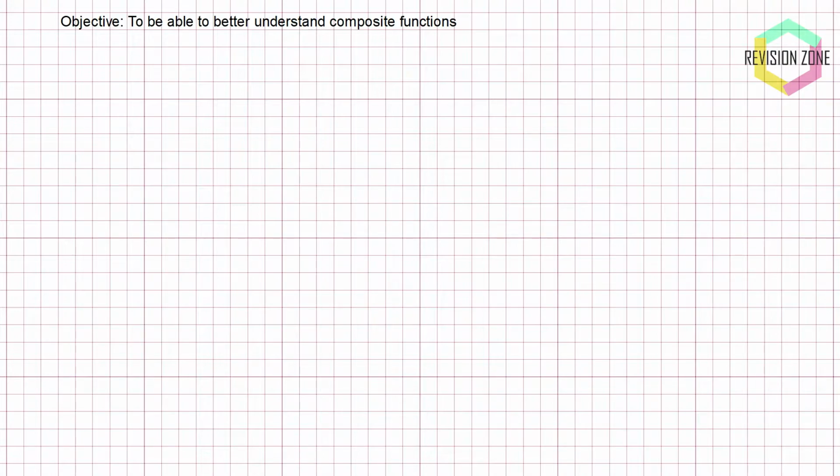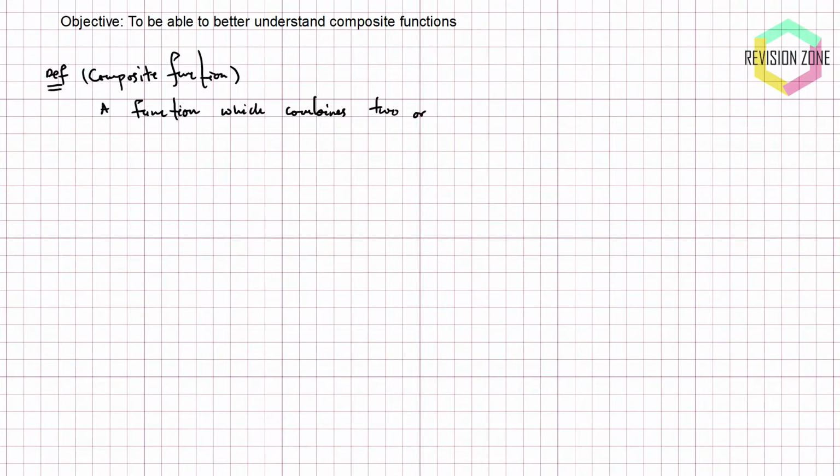So let's start with a definition. What is a composite function? A composite function is basically a function which is built from two or more functions, right? So let's write that down. Composite functions. A function which combines two or more functions to produce a new function is a composite function.